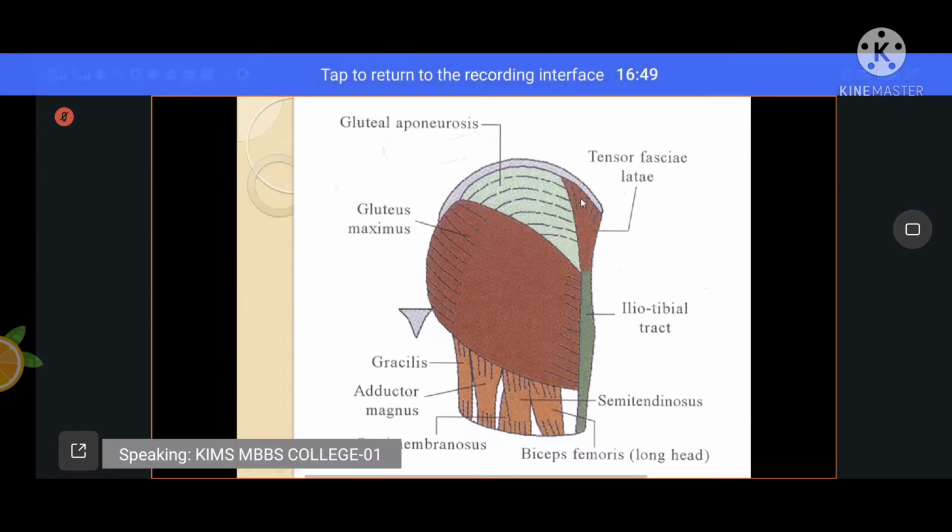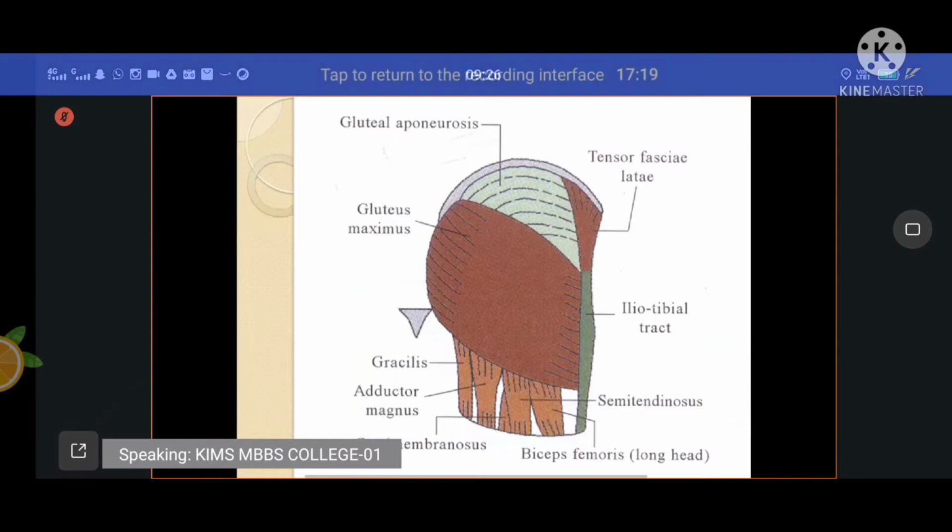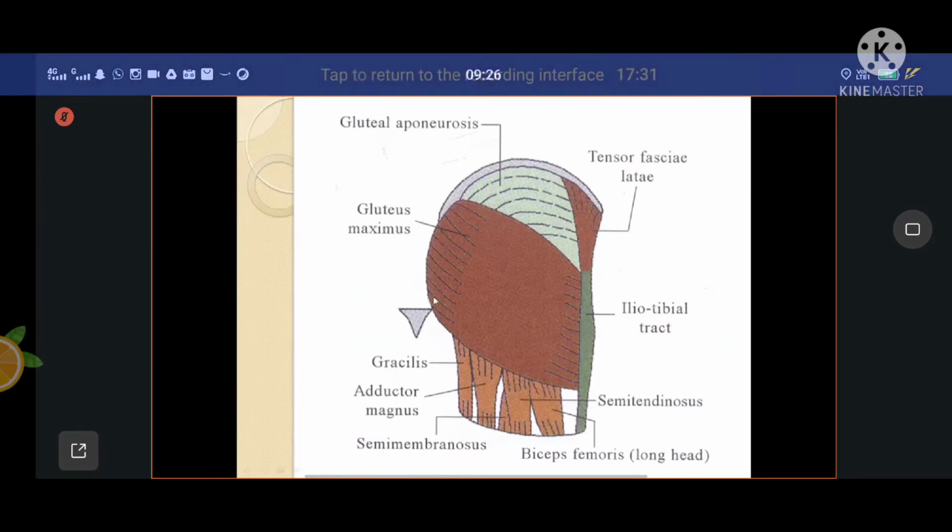And since the tensor fascia lata muscle is inserted into the iliotibial tract along with the bigger muscle, the gluteus maximus muscle, this also helps in extension of the hip joint. It has one more action, that is the extension of the hip joint, right? So what are the muscles we have studied? The gluteus maximus, the gluteus medius, the gluteus minimus, and now the tensor fascia lata muscle, right? So which are the three muscles which are helping in medial rotation of the hip joint? That is the gluteus medius muscle, gluteus minimus muscle, and the tensor fascia lata muscle, right?